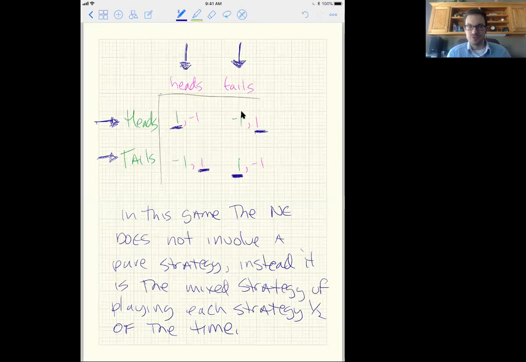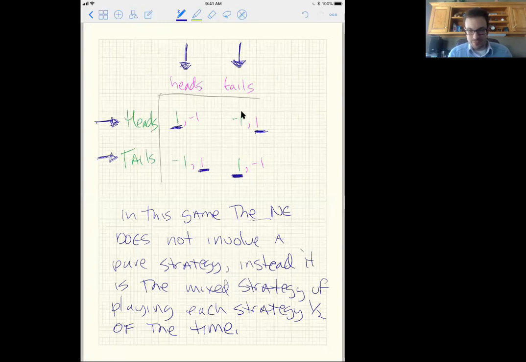Now we have completely characterized this game. We have found all the best responses. We don't have any dominant strategy, and we don't have any Nash equilibrium in pure strategies. There's no cell with 2 underlines by this best response method. In this game, the Nash equilibrium does not involve a pure strategy. Instead, it involves the mixed strategy of playing each strategy half the time. The Nash equilibrium for this game is if each player chooses heads and tails with probability 1/2. That would be a Nash equilibrium.